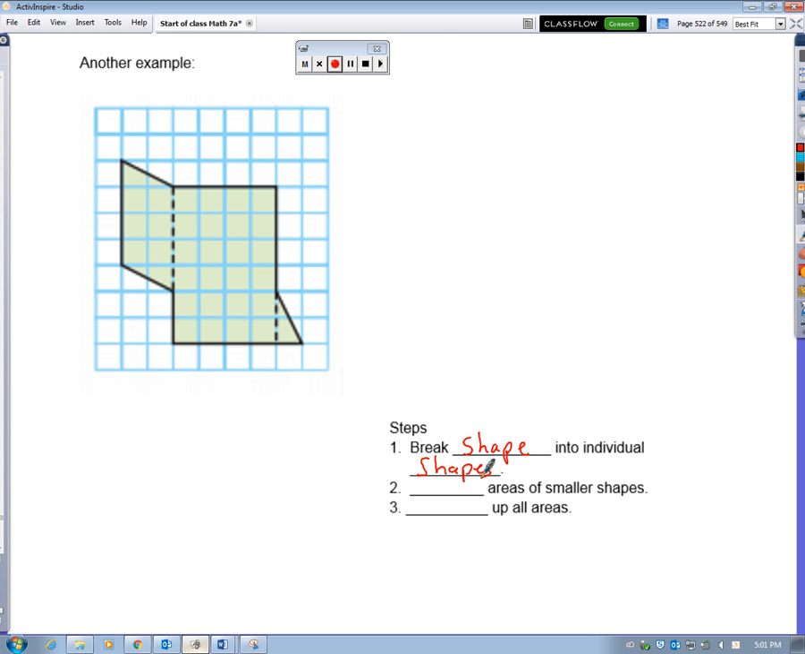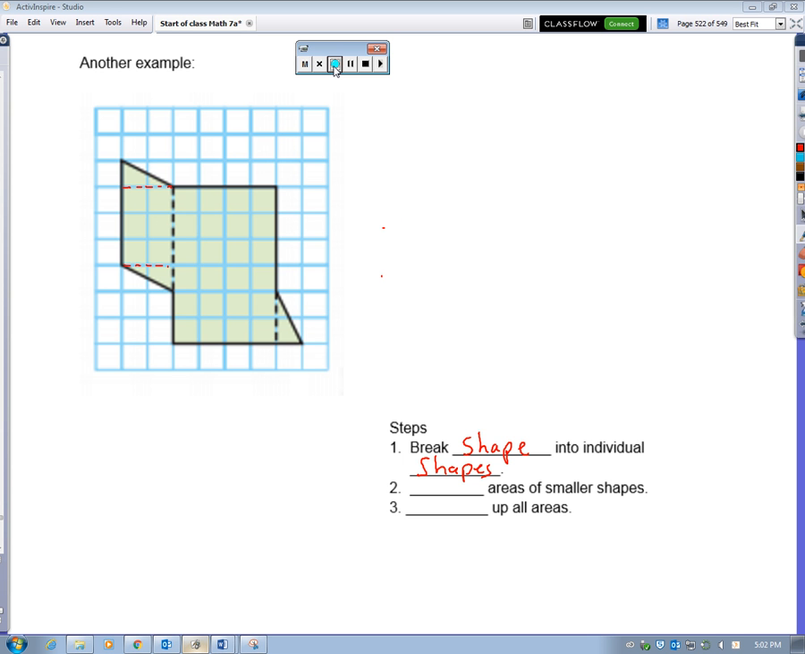Alright, break the shape into individual shapes. And what I'm going to do is see how we have these little triangles tagged on to the end right here and right here. I'm just going to break that up. So what I have is a rectangle here and then these two triangles on the end. So I just transform that parallelogram-y thing right here into something that makes it easier to work with: two triangles with a rectangle. Alright?